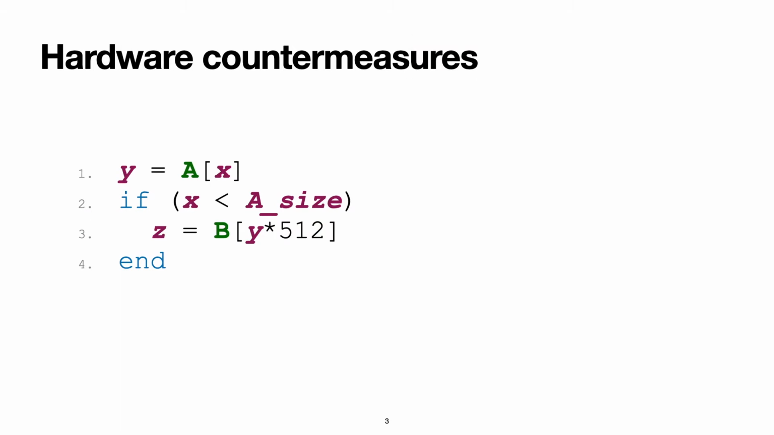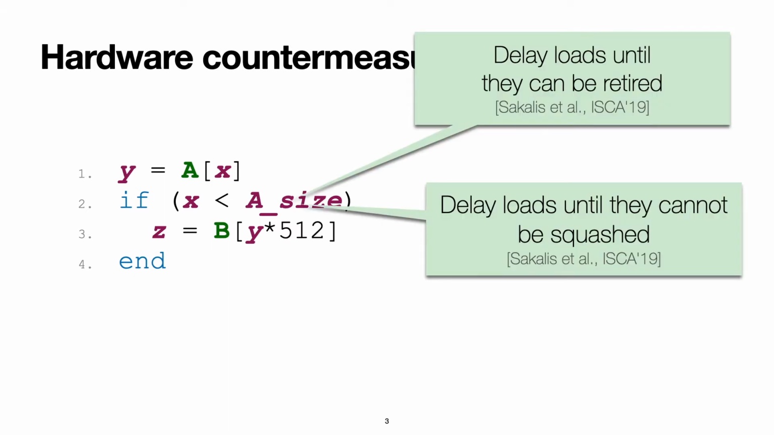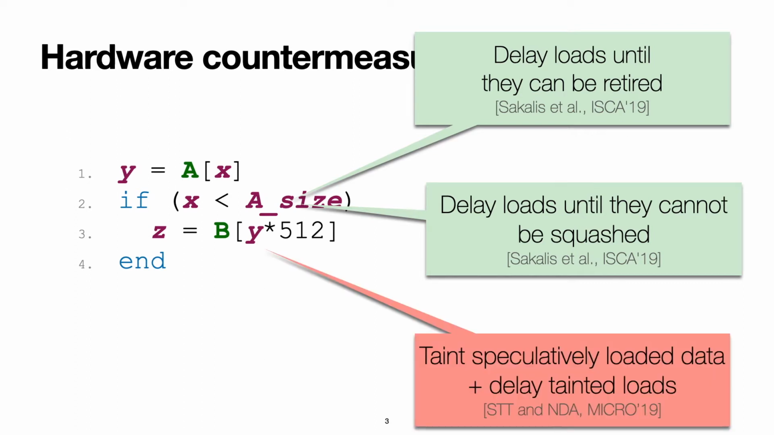Consider now this slightly different example. Here, the first load happens non-speculatively. Now, the first two countermeasures still prevent the leak since they delay the execution of the second load. However, taint tracking based mechanisms like NDA and STT do not prevent this leak because the first memory access is not tainted, since it is not transient, and therefore the second access is not delayed. As a result, this leads to speculatively leaking A of X.